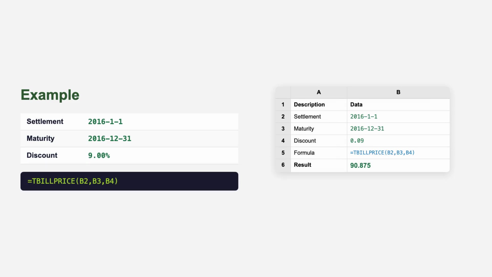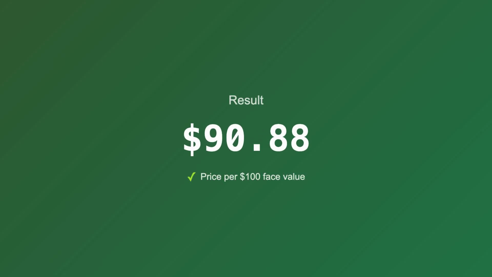We have a Treasury bill with a settlement date of January 1st, 2016, a maturity date of December 31st, 2016, and a discount rate of 9%. The formula is TBILLPRICE of B2, B3, B4. The TBILLPRICE function returns 90.88. This means you would pay about $90.88 for every $100 of face value on this Treasury bill.